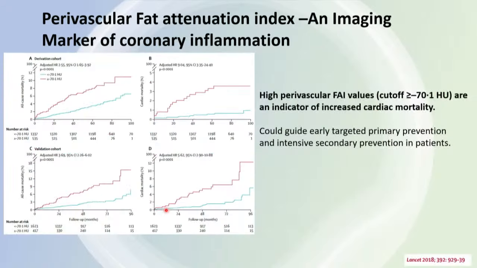And in this study, they had a derivation cohort from a hospital in Germany, and the validation cohort, which were patients at Cleveland Clinic. And they were able to come up with this cutoff of greater than -70 Hounsfield units, and showed that high perivascular FAI values using a cutoff of greater than -70 are an indicator of increased cardiac mortality. They came up with this cutoff using the derivation cohort, but then it was validated in the validation cohort.